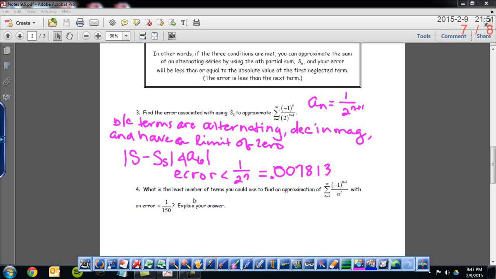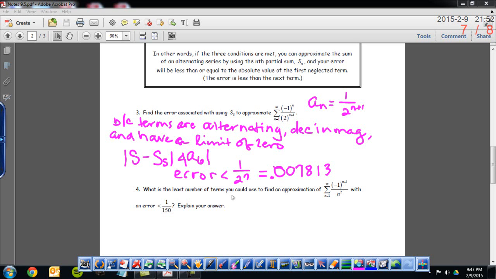All right, number 4, what is the least number of terms you could use to find an approximation of the sum from n equals 1 to infinity of -1 to the n plus 1 over n squared with an error less than 1/50th? Explain your answer. Okay, so again, we have an alternating series, so we need to make sure that it's a convergent alternating series, or at least communicate to our reader that we recognize that it's a convergent alternating series.